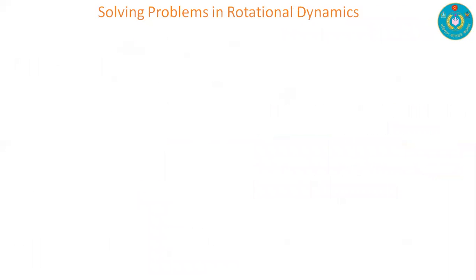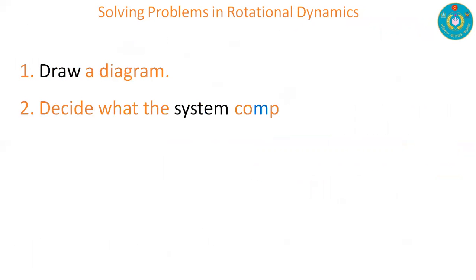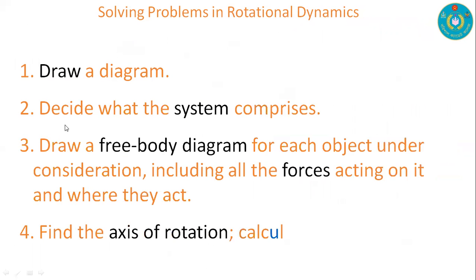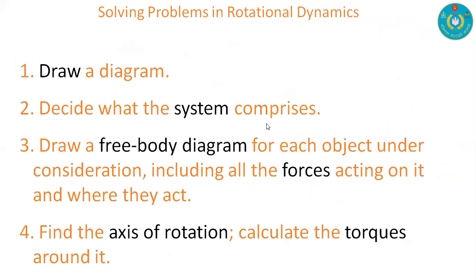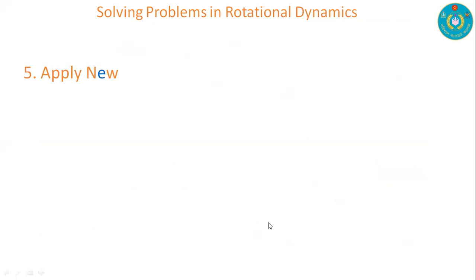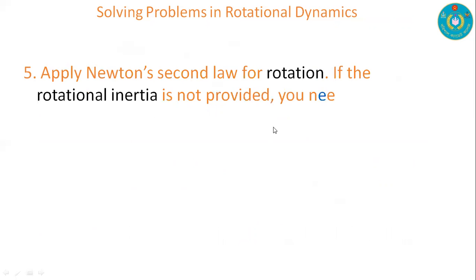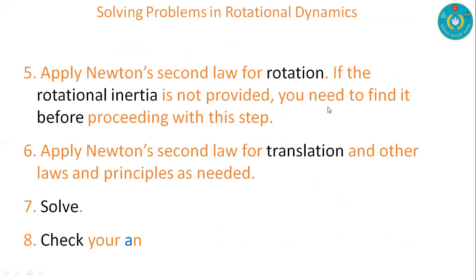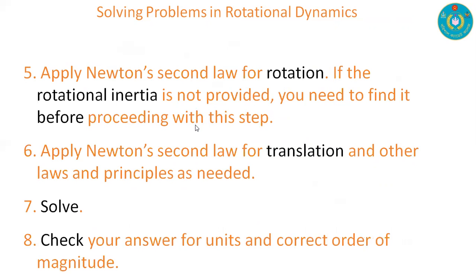For solving problems in rotational dynamics, we have several steps. Number one, draw a diagram. Number two, decide what the system comprises. Number three, draw a free body diagram of each object under consideration, including all the forces acting on it and where they act. Number four, find the axis of rotation and calculate the torques around it. Number five, apply Newton's second law of rotation. If the rotational inertia is not provided, you need to find it before proceeding with this step.